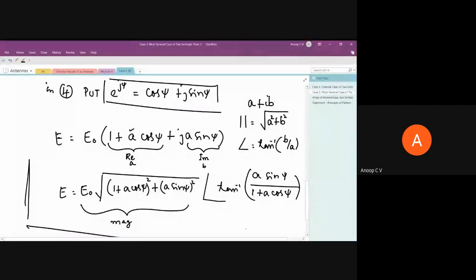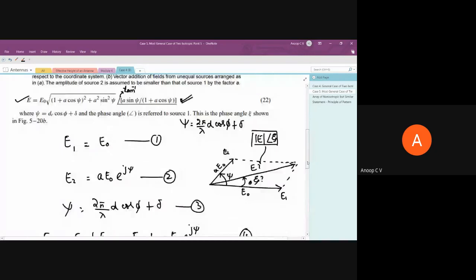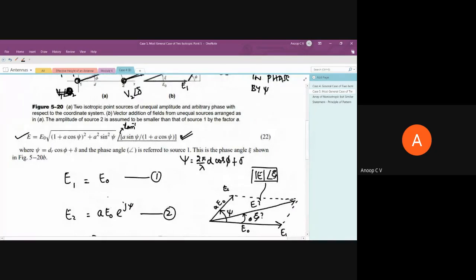So this is the most general case, right? Amplitude is different, some arbitrary phase is also there. This is what we have seen here. E naught into root of 1 plus a cos psi the whole square plus a square sin square psi. One tan inverse is missing here in your textbook. Please do note that, right?